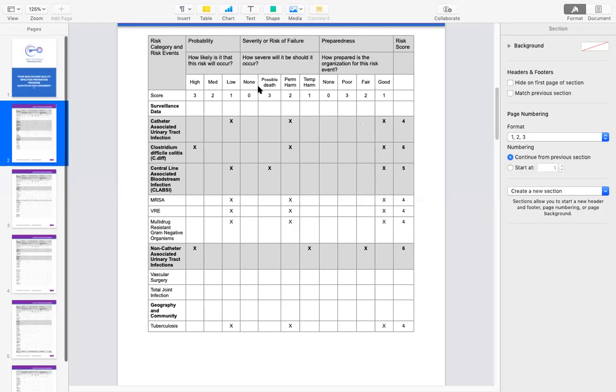So this part of the risk assessment is somewhat subjective based on the data and experiences that you have seen over the past year or so. And I do recommend with your risk assessment that you do this with a group, or at least send your completed document to a group and make sure that they agree with how you have rated each of these risk categories or risk events.